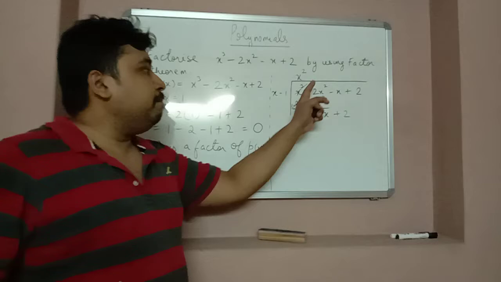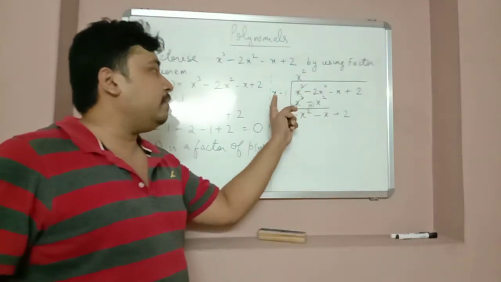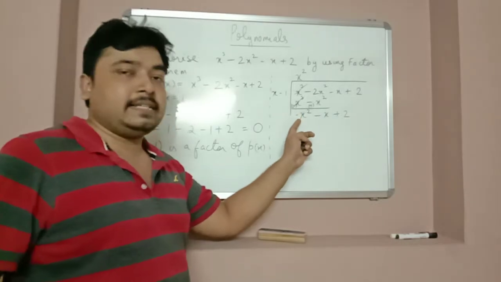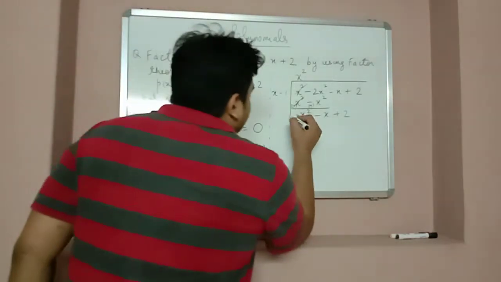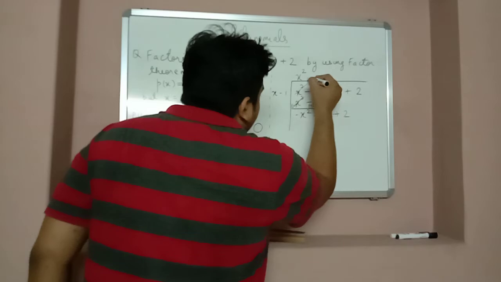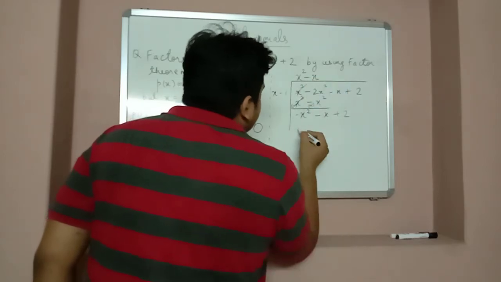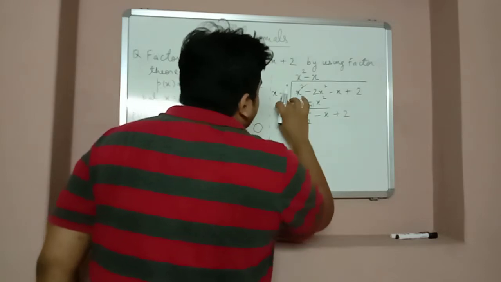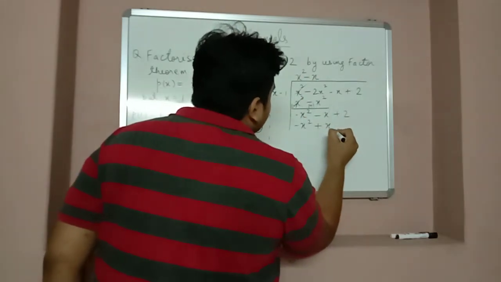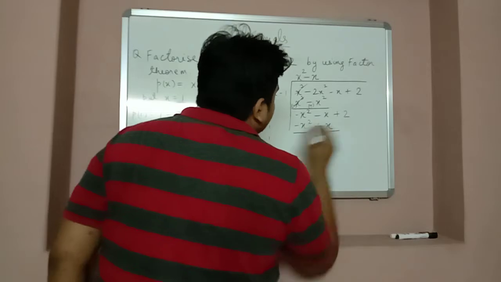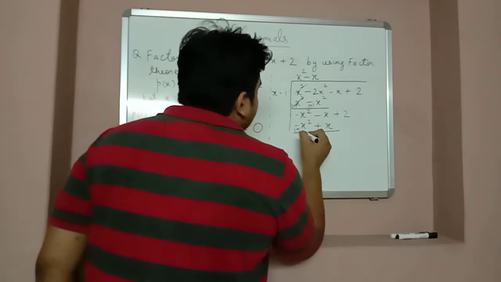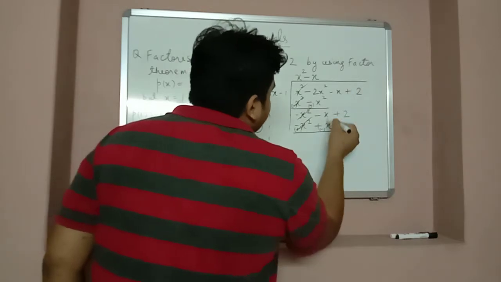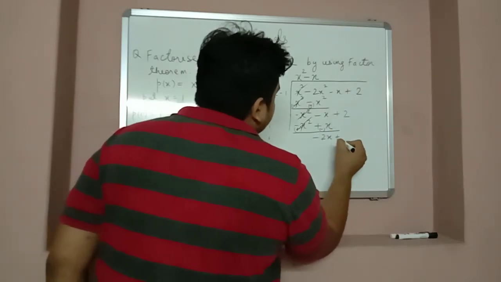Now I need a minus x in order to multiply x with minus x. I'll get minus x square. So here I'll take minus x. Now x into minus x is minus x square and minus 1 into x is plus x. So this sign changes, this becomes plus, this becomes minus, this gets cancelled out. Minus x becomes minus 2x plus 2.